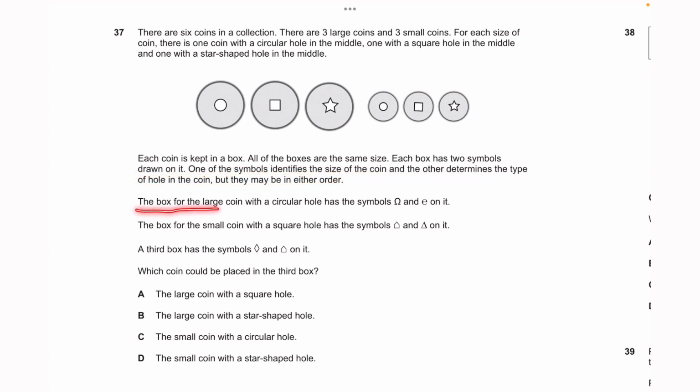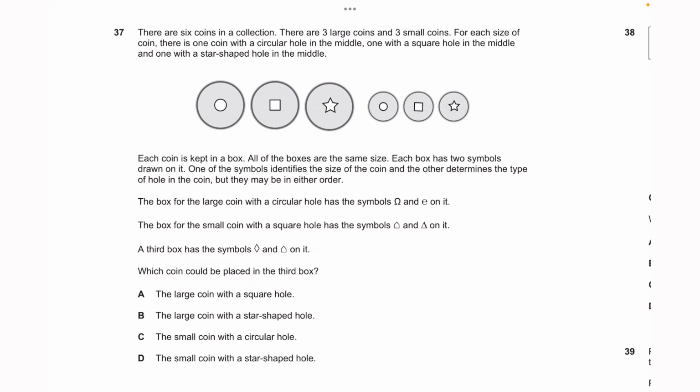Now it says the box for the large coin with a circular hole has the symbols omega and E on it, and the box for the small coin with a square hole has the symbols pentagon and triangle on it. A third box has the symbols diamond and pentagon on it. Which coin could be placed in the third box? Okay, so what we need to do is slowly break down this question. There's a lot happening here, so we've got to do this one by one.